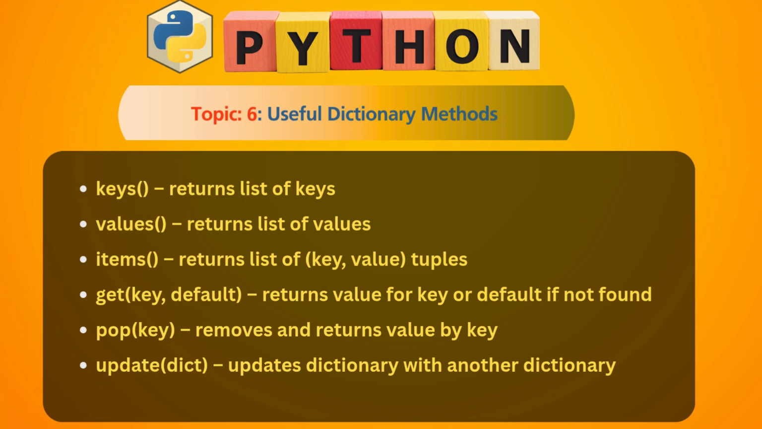Useful dictionary methods. If you write keys, it returns a list of all the keys. Values returns all the list of values. Items returns both the key and value as tuples. Get with key and default returns the value for the key, or the default if not found. Pop key removes and returns the value by key. Update updates the dictionary with another dictionary.